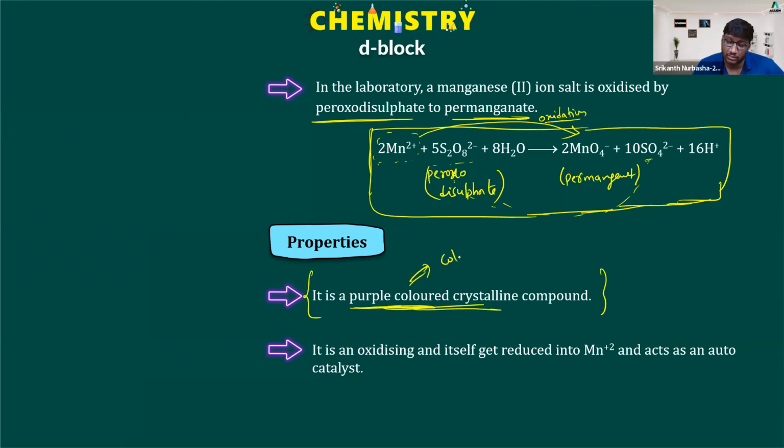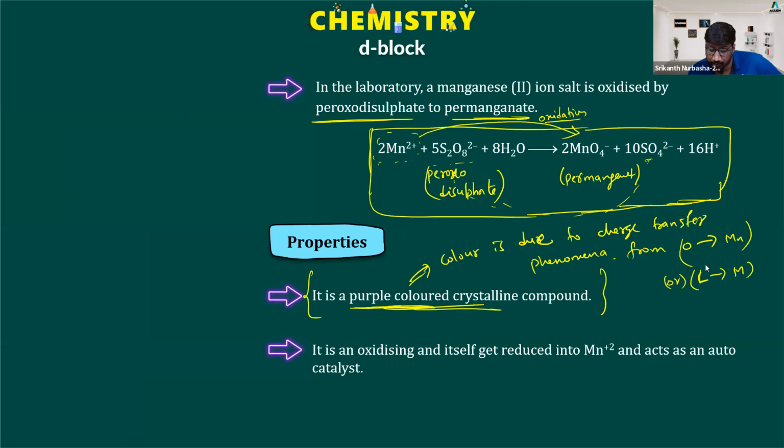Color is due to charge transfer phenomena, from oxygen to manganese, or ligand to metal. Capital L stands for ligand, capital M stands for metal. It is an oxidizing agent and itself gets reduced into Mn+2 and acts as an autocatalyst. This MnO4 minus will act as an autocatalyst.